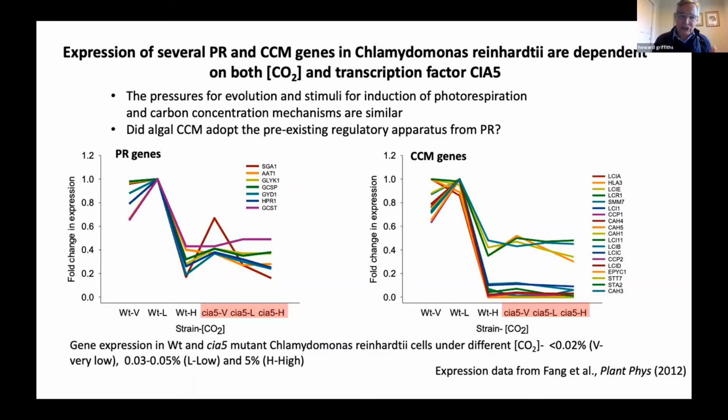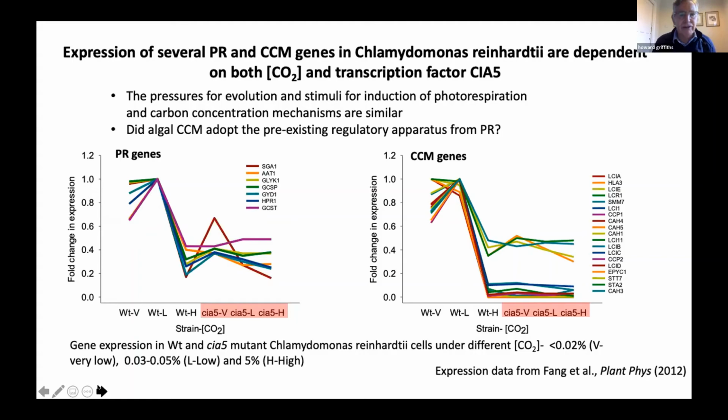And what we're wondering is that rather than being a specific response to low CO2, remember all the studies that have been done for many, many years are on unsynchronized cells transferred from high CO2 to low CO2 to understand CCM induction. Perhaps we need to take a step back from that and think about the interaction between high light and photorespiratory stress. And maybe it was those molecular triggering pathways which have been adopted to bring about the induction and expression of the CCM.